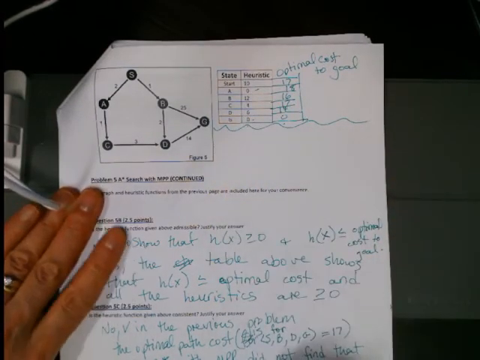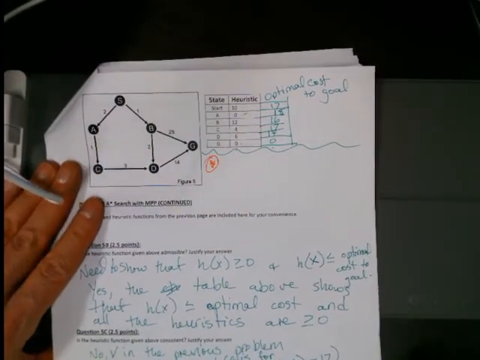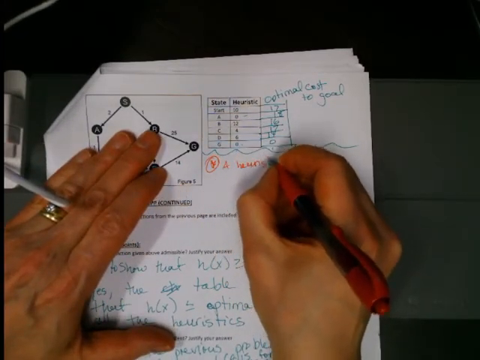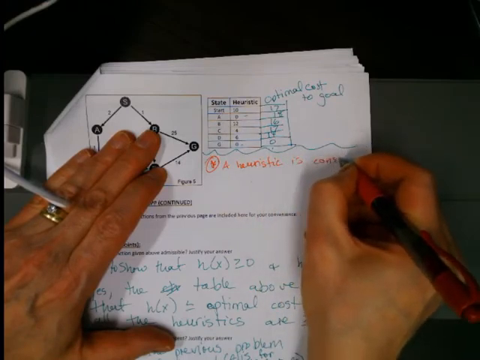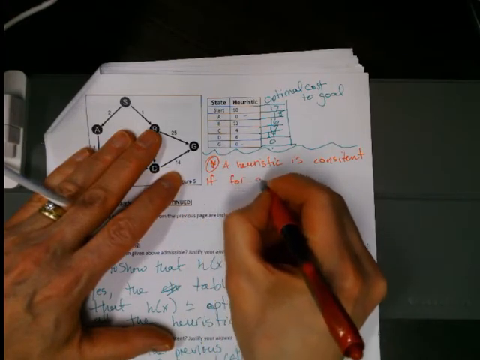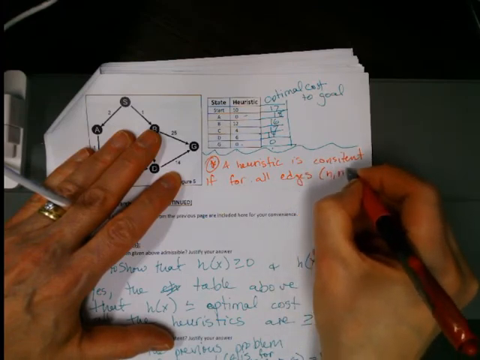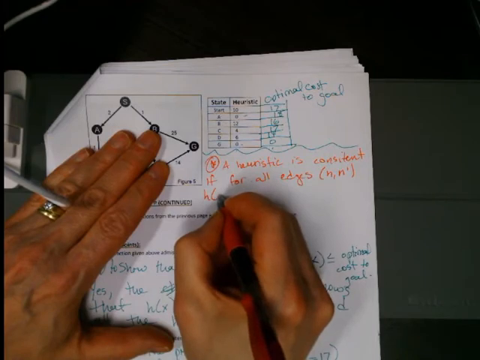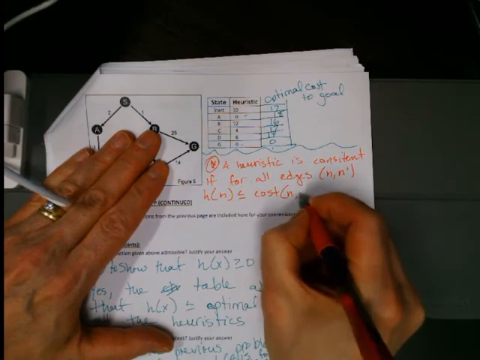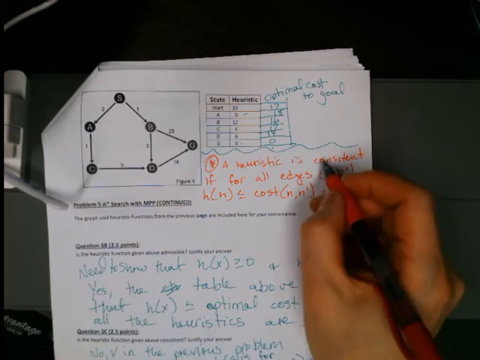So this, you can't see it, just gonna start down there. I'm gonna do it up here, but this is the other optional answer: a heuristic is consistent if for all edges from n to n prime, h of n is less than or equal to the cost from n to n prime plus h of n prime. That's the definition of a consistent heuristic.